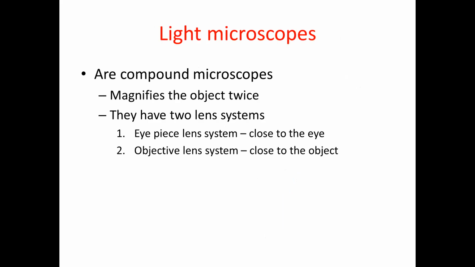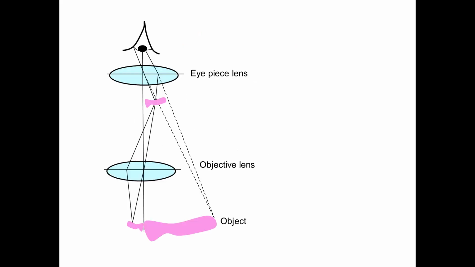Let us look at the light microscopes in more detail. Light microscopes which are available now are called compound light microscopes because they magnify the object twice. They have two lens systems. One lens system is called the eyepiece lens system and it is close to the eye. The other lens system is called the objective lens system and it is close to the object. This diagram shows you how the object is enlarged twice so that you will be able to see it properly. You can see that two biconvex lenses are used here, and it increases the size of the object.